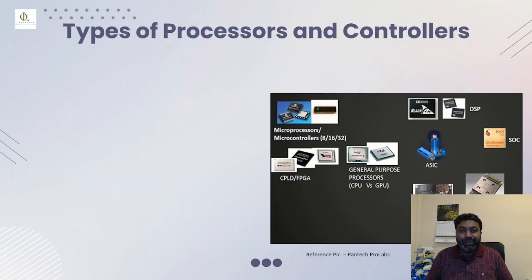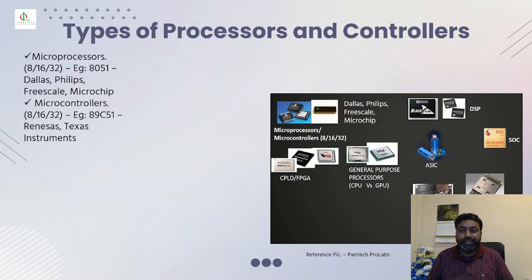Okay, let's move directly into learning about types of processors and controllers. As you can see, the first one on the list is the microprocessors and the microcontrollers. An example for a microprocessor is 8051, and for the microcontroller it's 89C51. The main manufacturers for microprocessors are Dallas, Philips, and Freescale, and for the microcontrollers it's Renesas and Texas Instruments. And the microcontrollers come in 8-bit, 16-bit, and 32-bit.